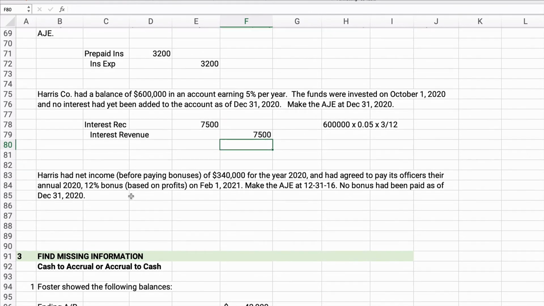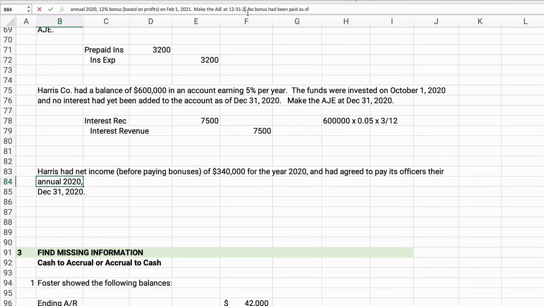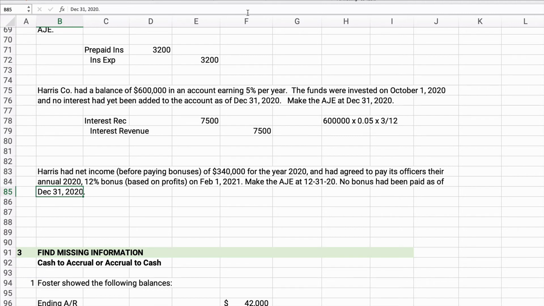All right, next one down. Harris had net income before paying bonuses of $340,000 for the year 2020. The company had agreed to pay its officers their annual 12% bonuses, and the payments happen in February. So make the adjusting entry as of 2020. No bonus has been paid yet, so what do we do?